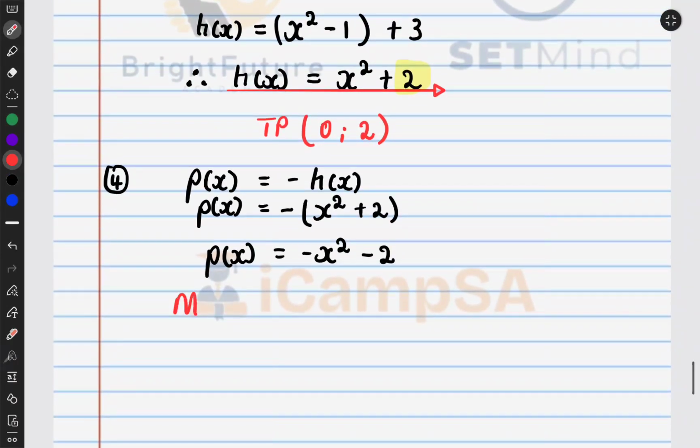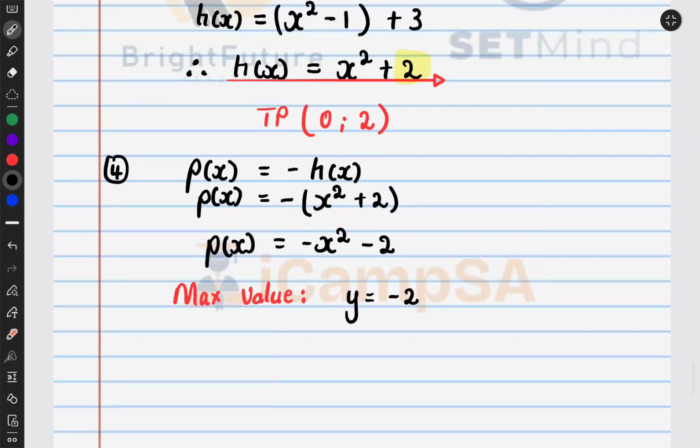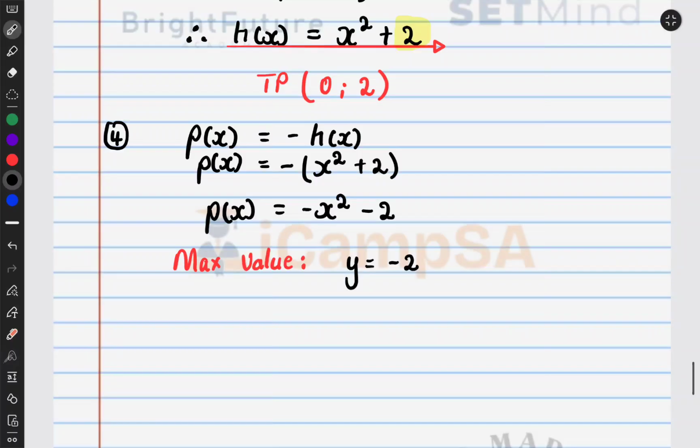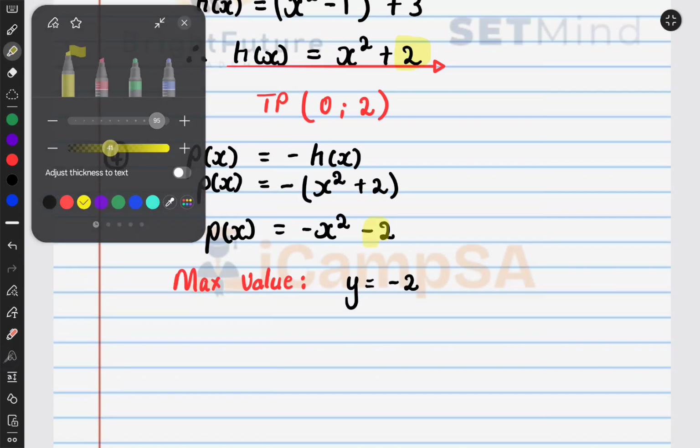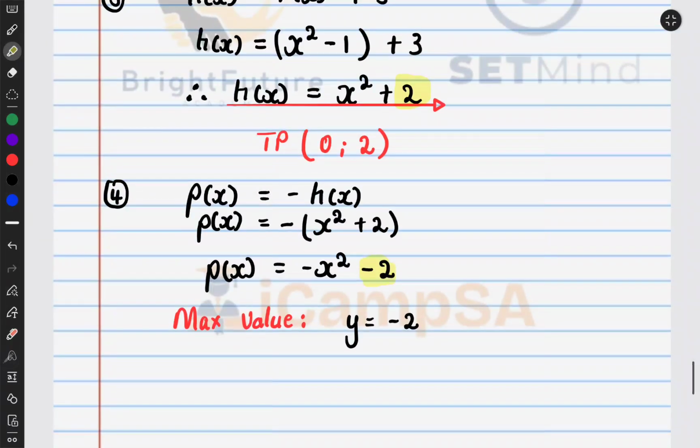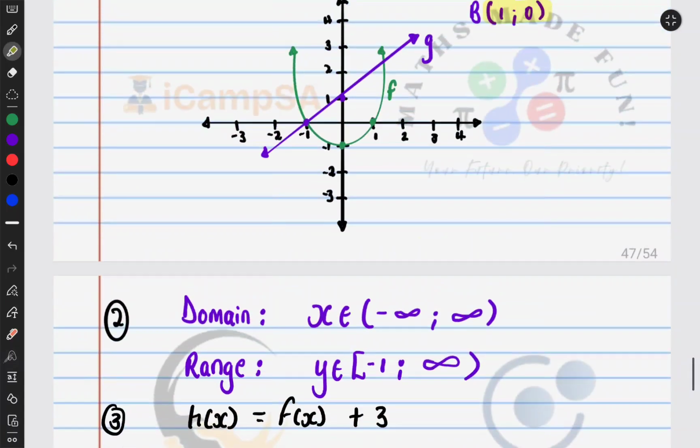Therefore now the maximum value, which is the turning point, will be y is equal to negative 2, because the function is now reflected about the x-axis. That is what that negative does to the function. So it's just going to be that value of the turning point. This is the maximum value. If our function was facing up, this one would be the minimum value, not the maximum value.